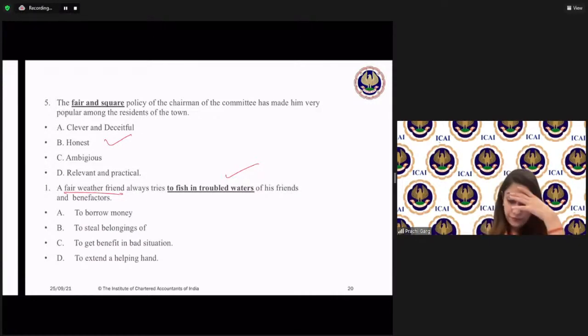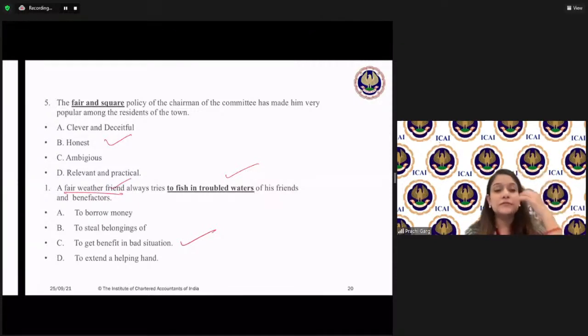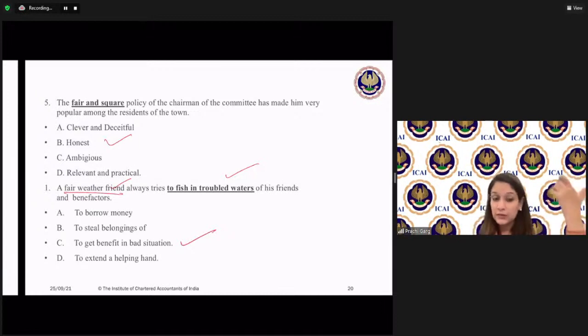Okay, so now to find out the answer for this one, you should know about a fair weather friend also. A fair weather friend is a friend whom you cannot trust, you cannot rely upon in difficult times. A fair weather friend always tries to fish in troubled waters of his friends and benefactors to get benefit in the bad situation.